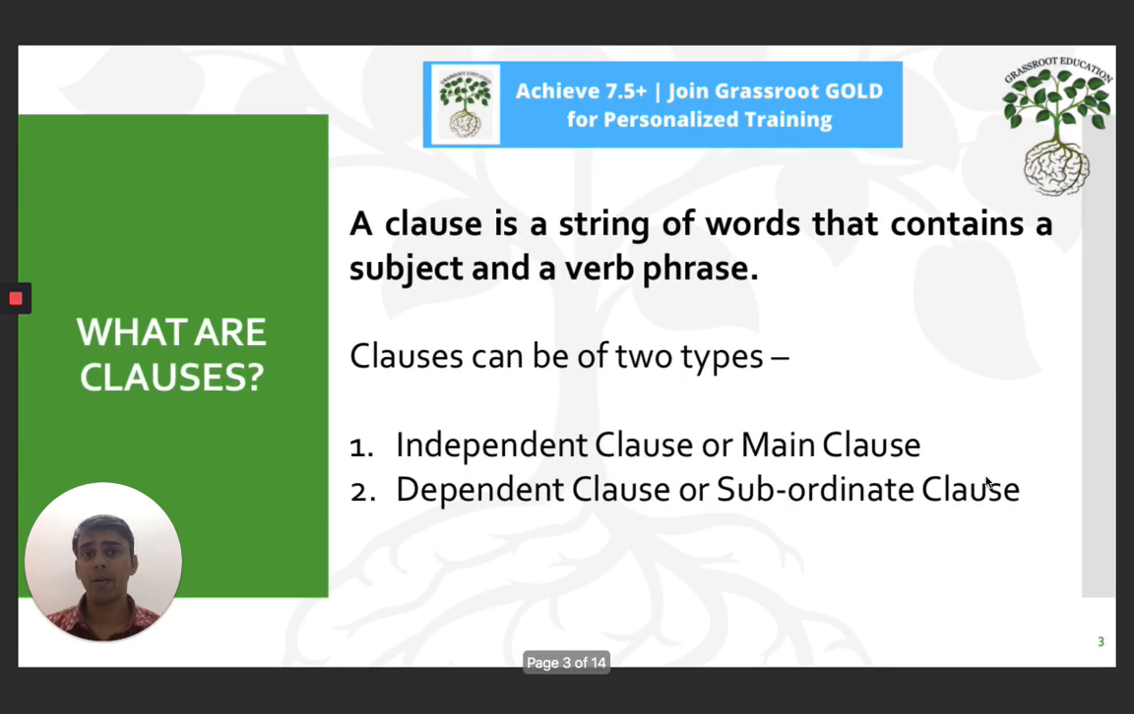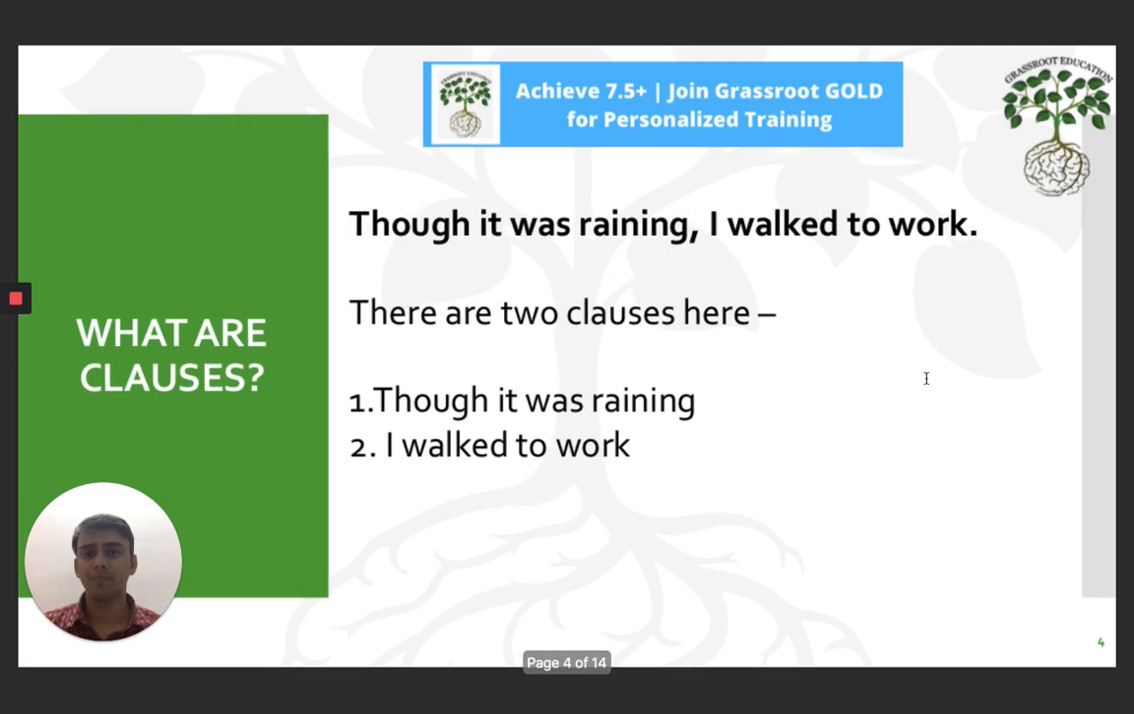Let's learn that. A clause is basically a string of words that contains a subject and a verb phrase. Okay, subject and a verb, that's your clause. These clauses can be of two types now. One, it can be an independent clause or it can be a dependent clause. Either of these. Okay. Next, you will ask me what is an independent clause and what is a dependent clause, right? So let's discuss that.